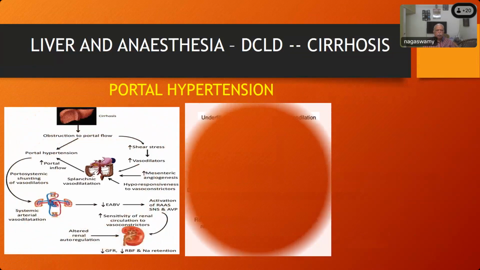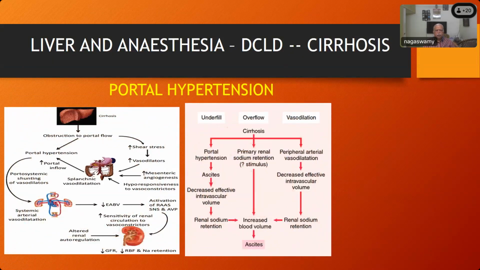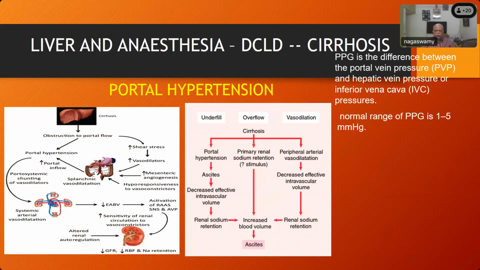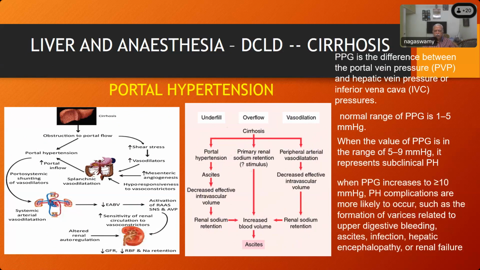And portal hypertension, how it develops, that is another question that can be asked. It can be the backward flow theory or the vasodilation theory. All these points you can get from your books, there is no problem. And the portal pressure gradient is very important. The normal range is 1 to 5 millimeters of mercury. And when the value of the gradient becomes 5 to 9, this represents a subclinical portal hypertension. But once the gradient goes to more than 10, then all the complications of portal hypertension will happen.